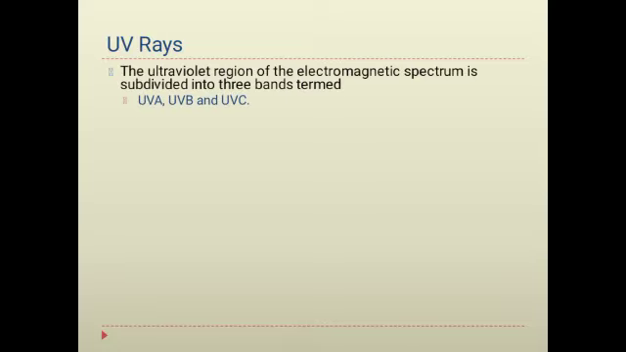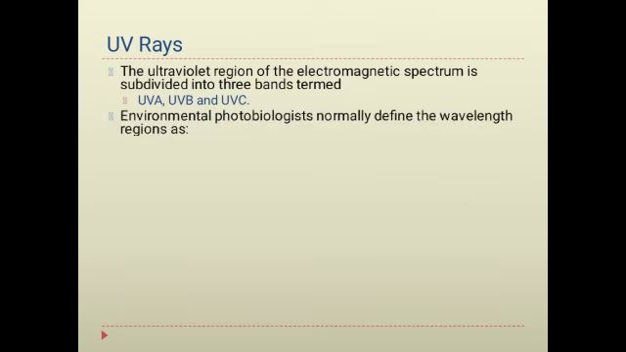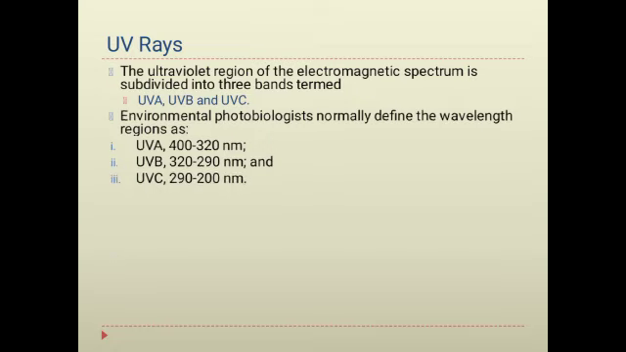And today we are just going to discuss ultraviolet radiation. Usually, we can say that UV rays are of three types: UVA, UVB and UVC. The nanometer ranges normally defined by photobiologists are UVA 400 to 320 nanometer, UVB 320 to 290 nanometer, and UVC 290 to 200 nanometer.